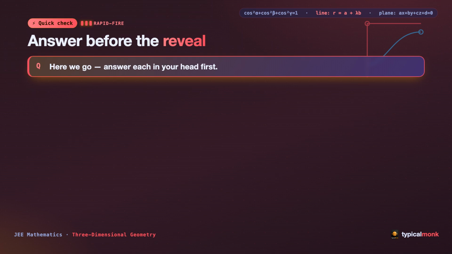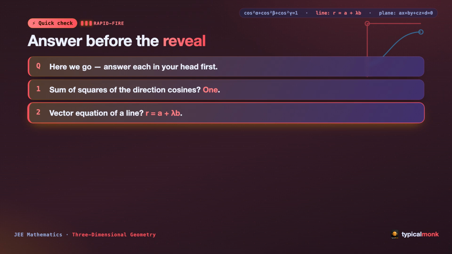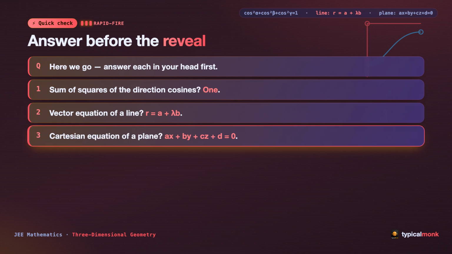Now, test yourself. Answer in your head before the reveal. That is how JEE speed is built. Here we go. Question 1. The sum of the squares of the direction cosines. 1. Question 2. The vector equation of a line. R equals A plus lambda B.